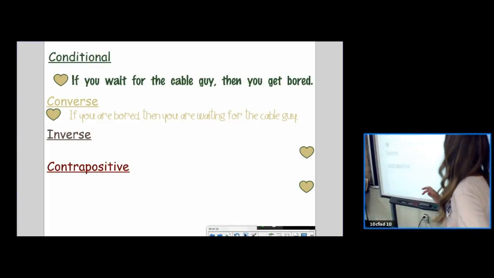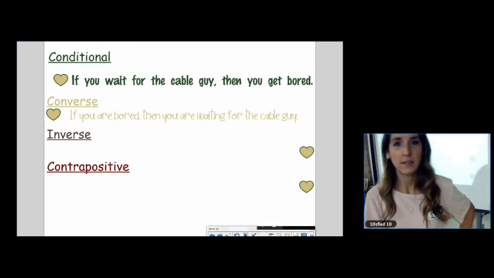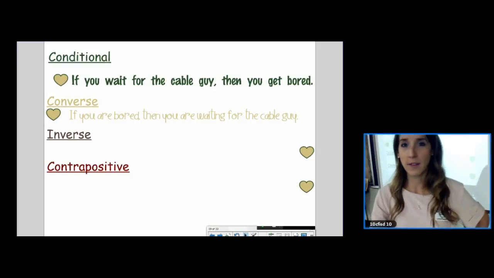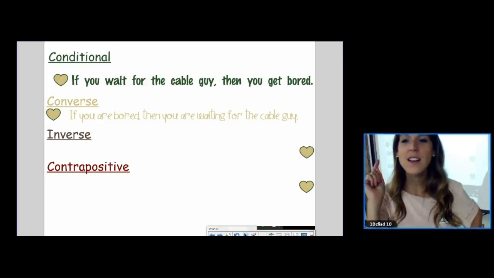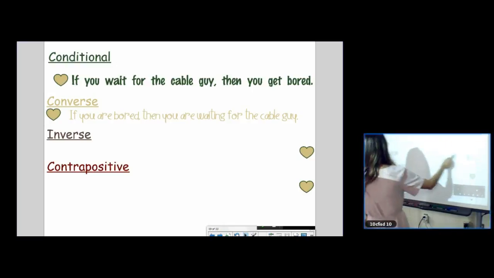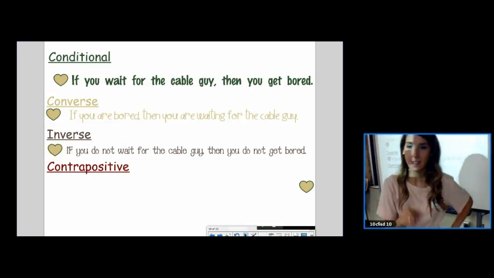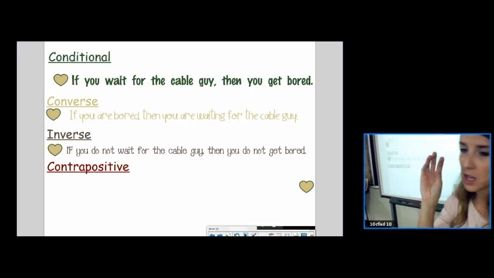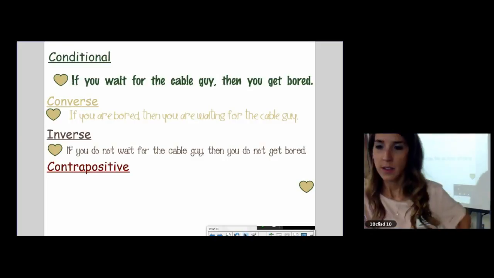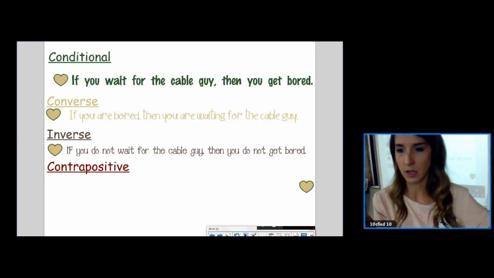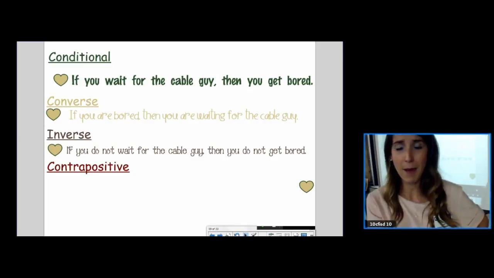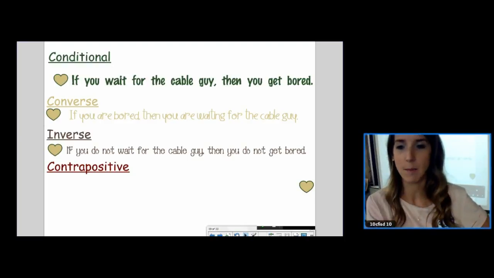So the inverse is not. So converse, reverse, inverse, not. If you are not waiting for the cable guy, then you do not get bored. So you don't rearrange anything. You just negate and negate. Negate hypothesis, negate conclusion. If you do not wait for the cable guy, then you don't get bored. That's not always a true statement, but that's the statement.